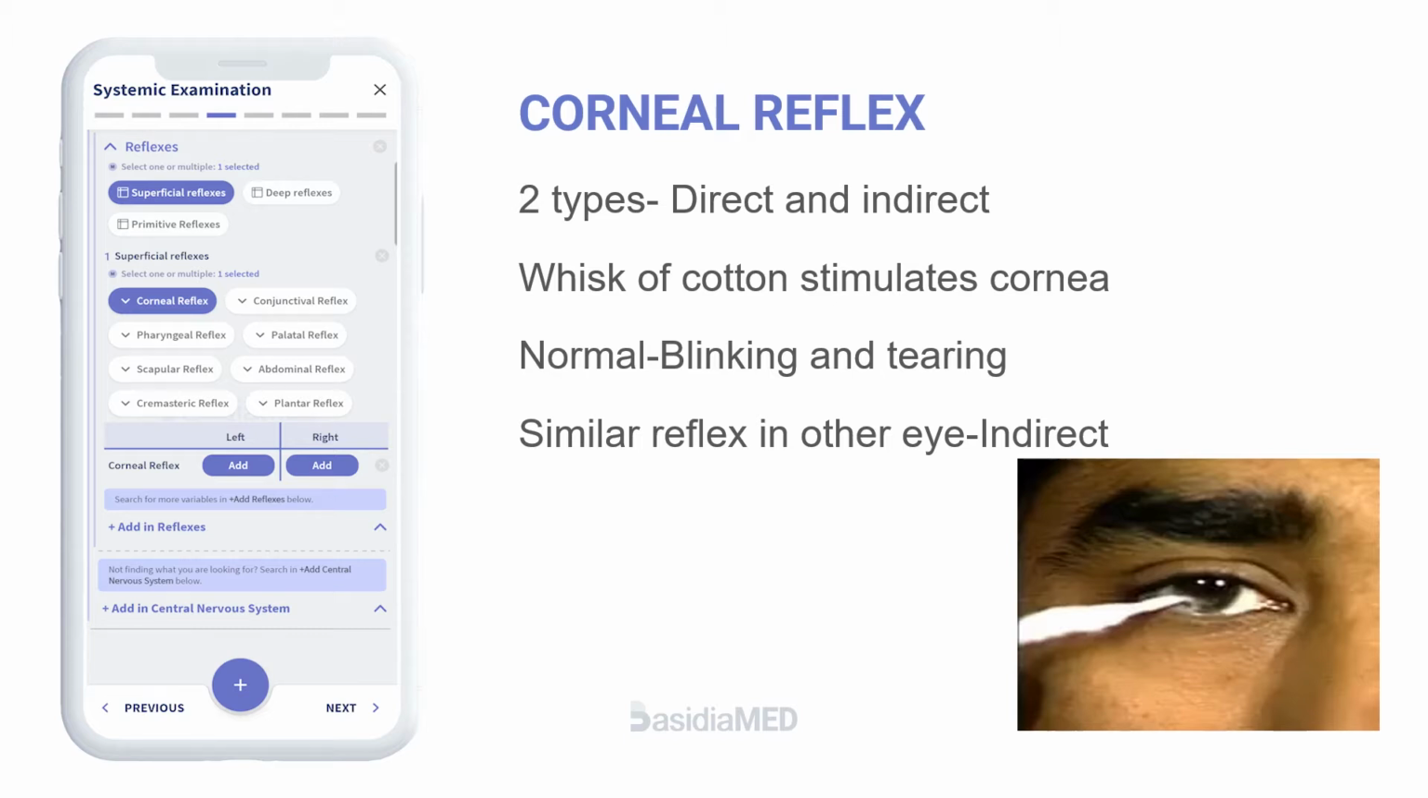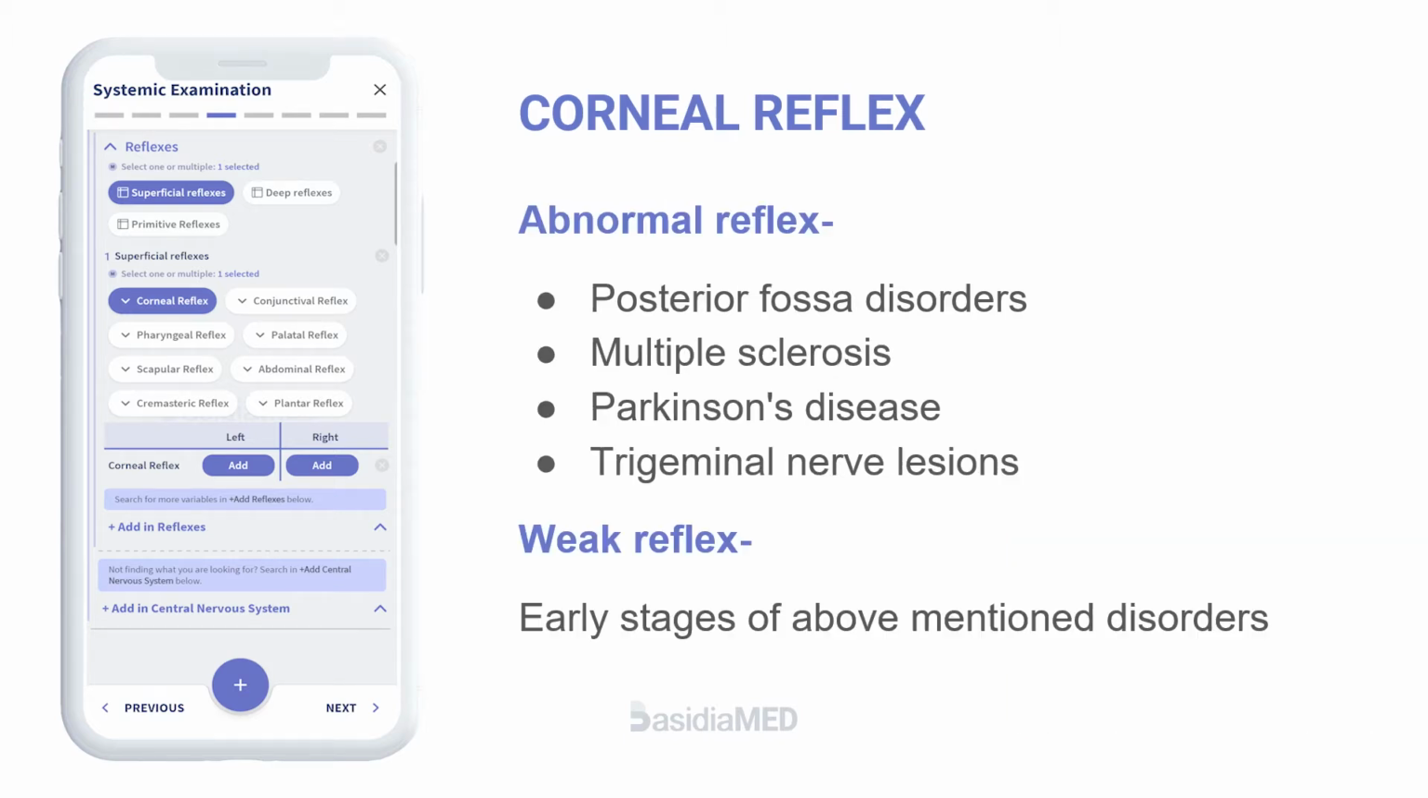Direct corneal reflex is performed by approaching the eye from the side. Lightly touch a thin whisk of cotton to the cornea. Look for blinking and tearing. Look for a similar reflex in the other eye for testing indirect corneal reflex.